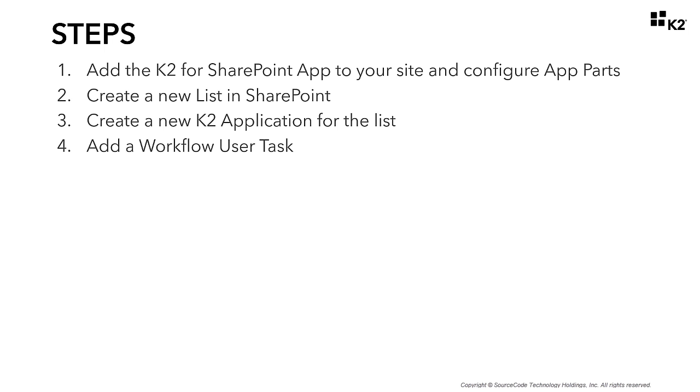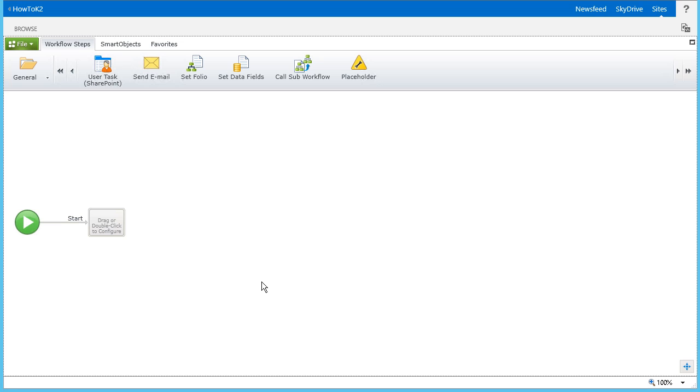In the previous step, we were able to create a new K2 application for the Hello World SharePoint list. In step 4, we want to bring in some human interaction by adding a user task to our K2 workflow. If you're coming in from the previous step, K2 should have automatically generated the workflow artifacts for your SharePoint list, including dropping you to a blank workflow design canvas so that you can start building the Hello World workflow.